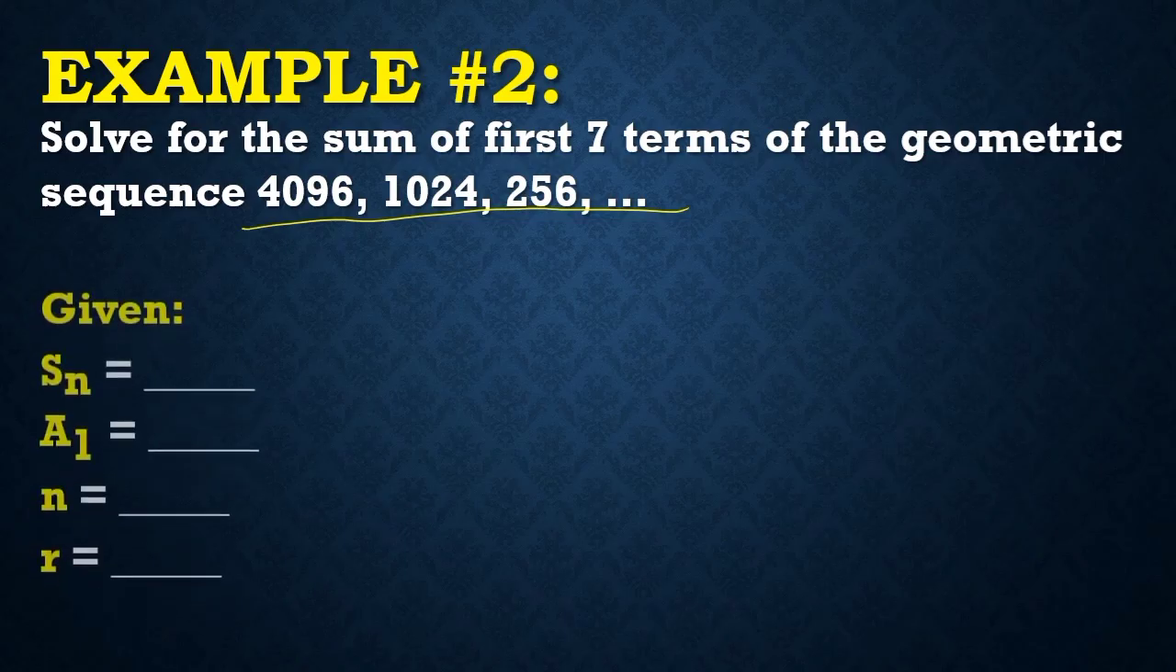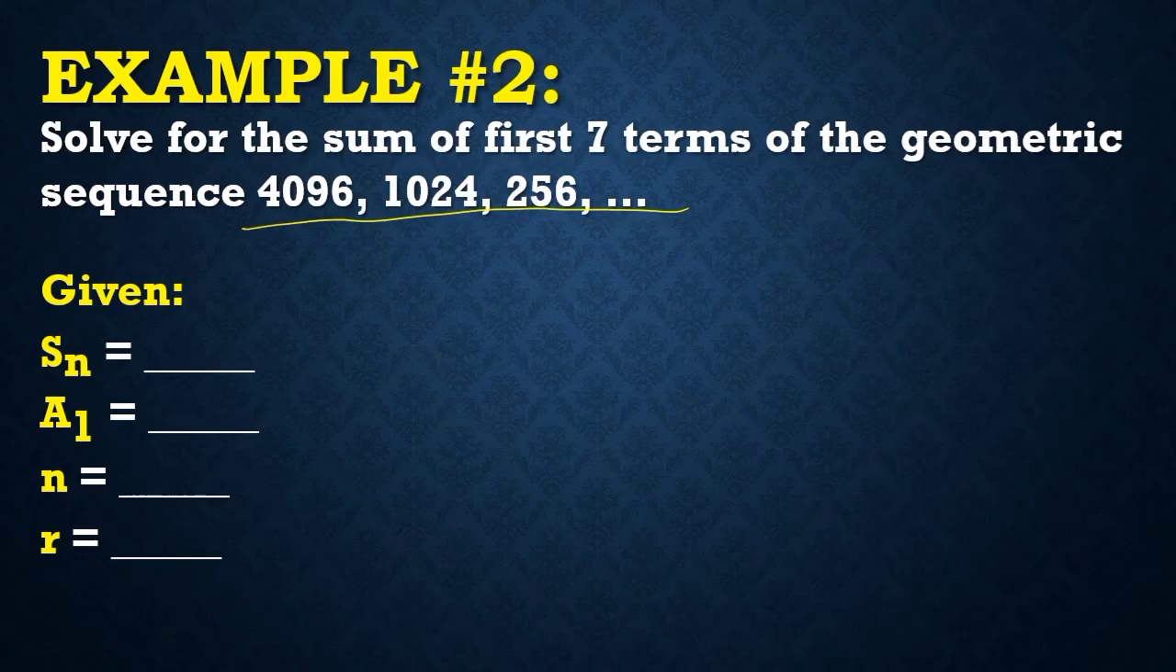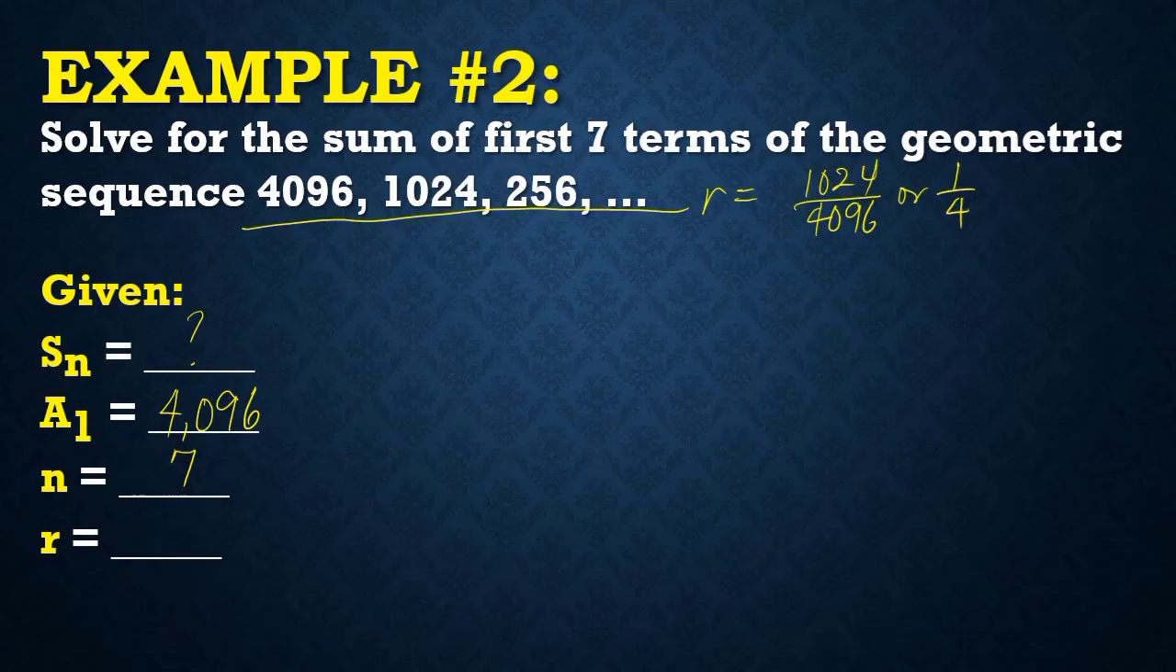So, let's identify the given. S sub n is the unknown. A sub 1, that is 4096. N is 7. Then, r, that is 1024 over 4096. Para makuha natin yung common ratio, that is 1/4, kasi ang GCF ng 1024 and 4096 ay 1024.